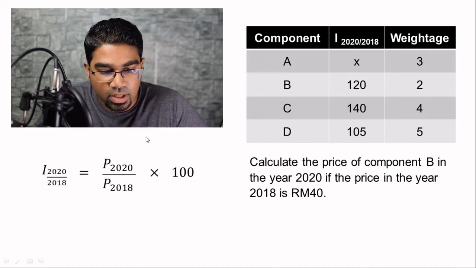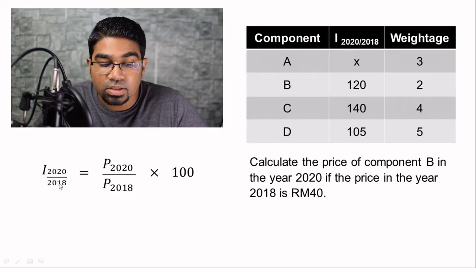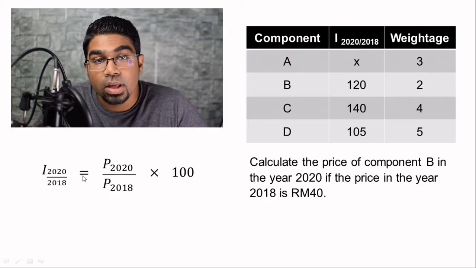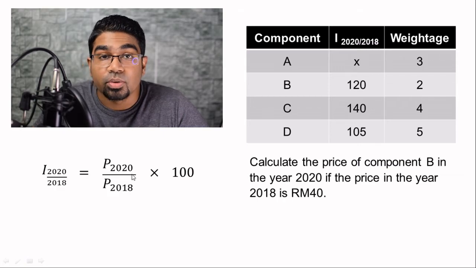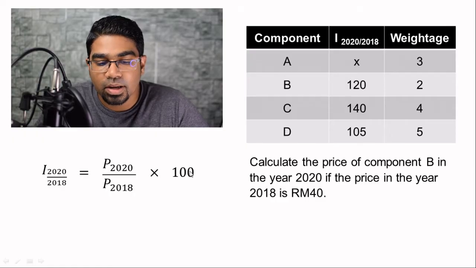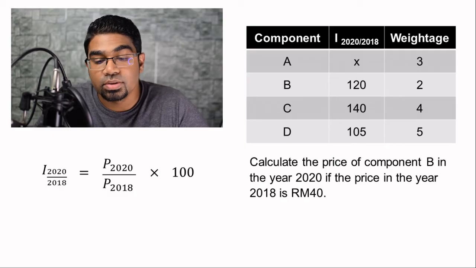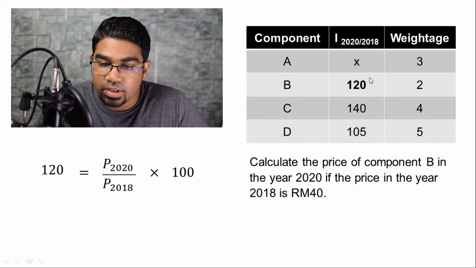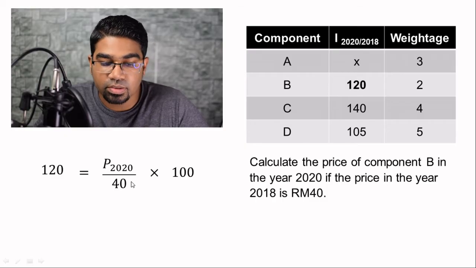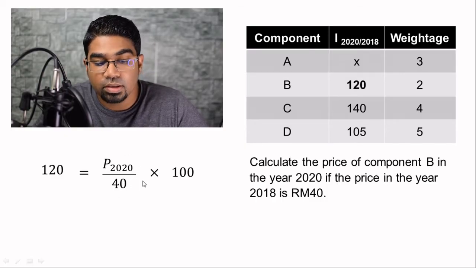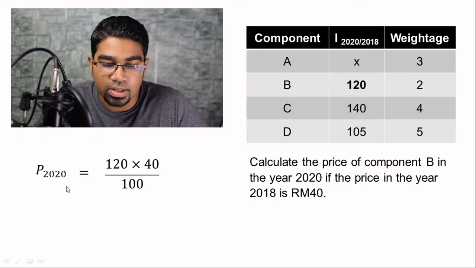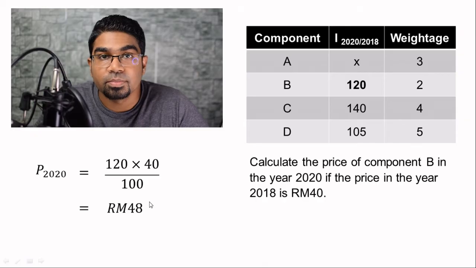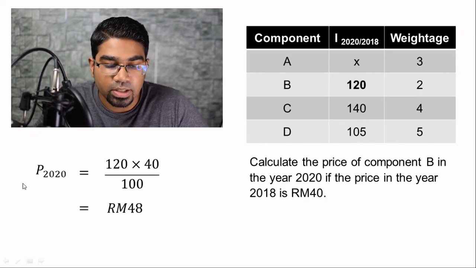So this is the basic formula. The index for the year 2020 based on 2018 is equal to the price of the item in 2020 over the price of the item in 2018 multiplied by 100. This is very similar to percentage, as you can see. So all we have to do now is substitute the values inside. We substitute 120, the index, we substitute the price, 40, and then we rearrange to make this the subject of the equation, and we get the price is 120 times 40 divided by 100, which is 48 ringgit. So this is the price of the item in 2020.